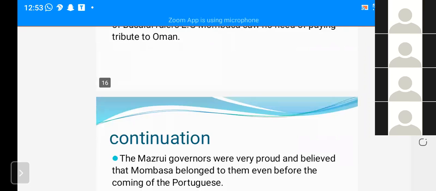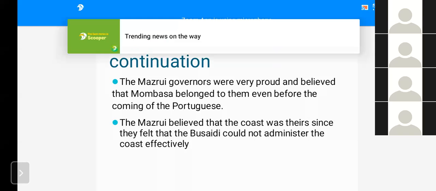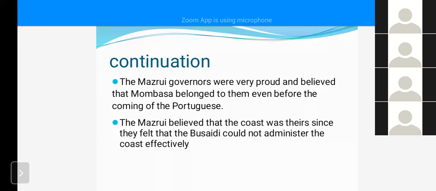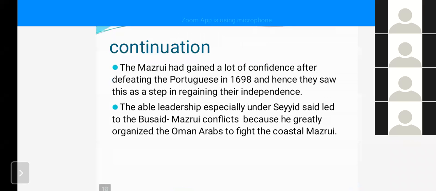Mazrui governors were also proud and believed that Mombasa belonged to them and them alone before the coming of the Portuguese. Belonging to the Mazrui governors, not the Busaidi. Why? Because the Mazrui had overstayed, having been a representation of the Yarubi, and they thought Mombasa was theirs and theirs alone. The Mazrui believed that the coast was theirs, and so they felt Busaidi should not interfere, should not come in to help in the administration. So they felt it is them to do all the administrative work with no supervision from the new government in Oman. And that was unacceptable to the Busaidi, who felt they should have control.